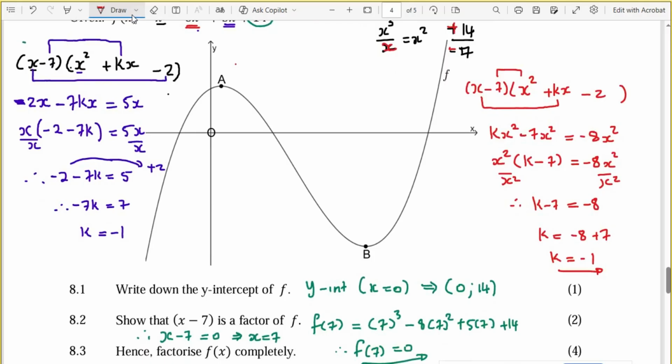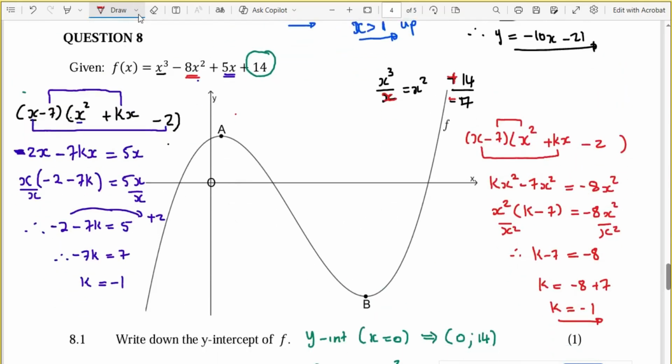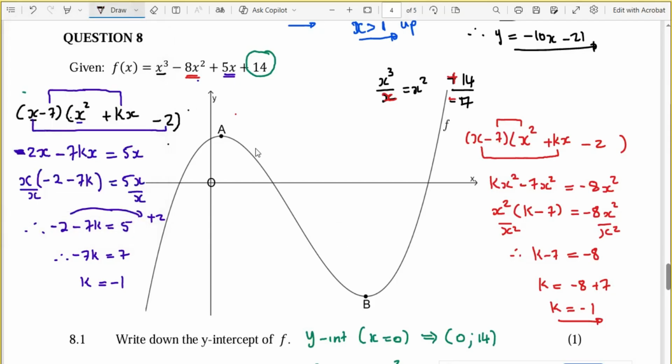Okay, so now to factorize this completely, we need to put that equation back there. So to put the equation back, this is what I'm going to have. I'll have x minus 7 into x squared minus k, which is minus 1, then x minus 2. So can you see that it will be easy for us to factorize that other part?